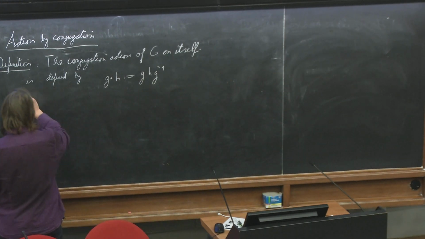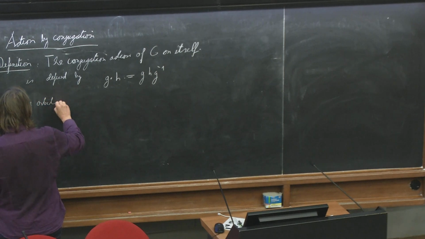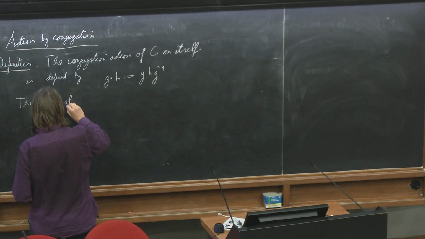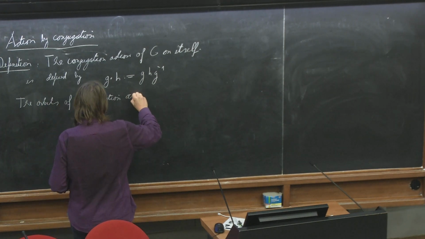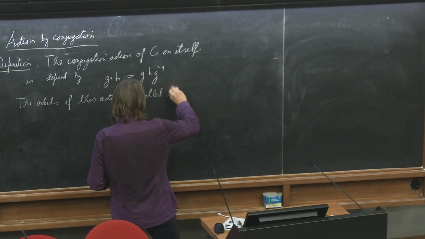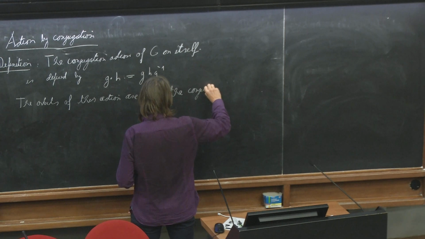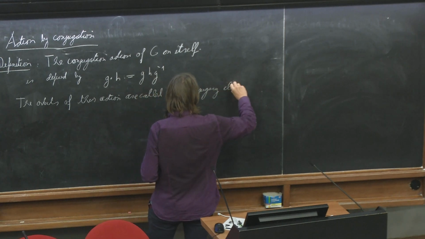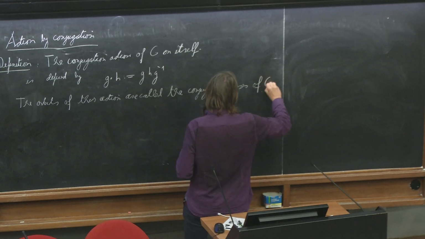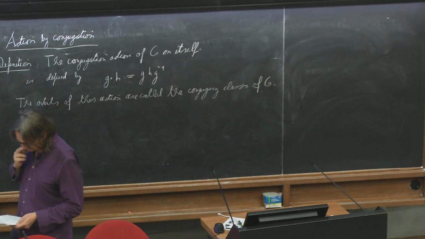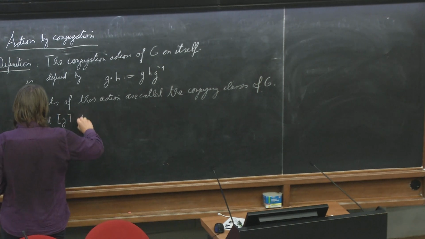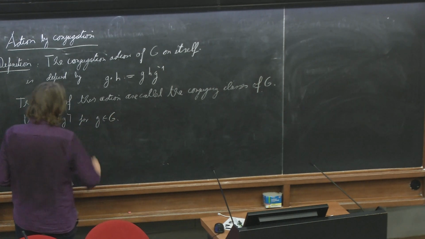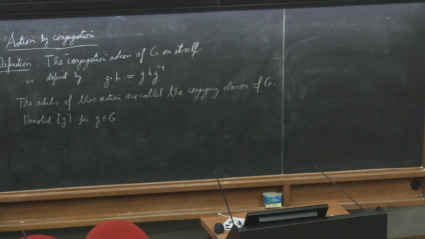And the orbits of this action are called the conjugacy classes of G. And we denote them by a symbol for g. Okay, so this is the conjugation action.